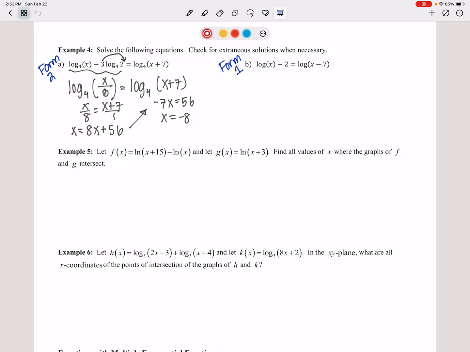If I take that negative 8 and plug it back in, I'm going to get a negative argument, and I'm going to get a negative argument. It only takes one negative argument for this not to work. So this right here, negative 8, is extraneous. Therefore, when your only solution is extraneous, your overall answer is no solution.